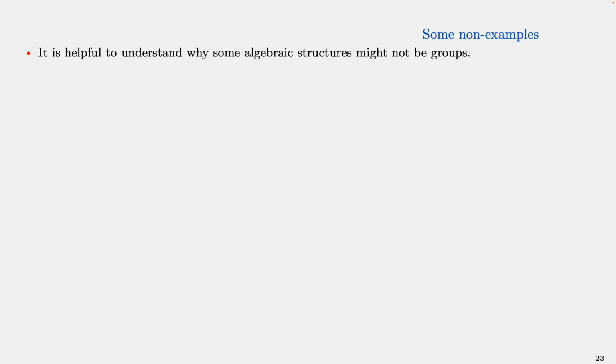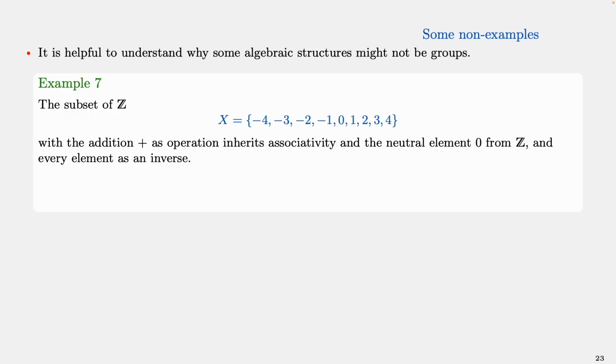So let's look at some examples of non-groups. Here we take a subset of the integers, which I call x, which contains the integers from -4 up to +4. And together with the addition, this inherits the associativity of the integer addition. We have the neutral element 0, and every element in here has an inverse element. So for every positive number, we have the corresponding negative number. Still, this is not a group.